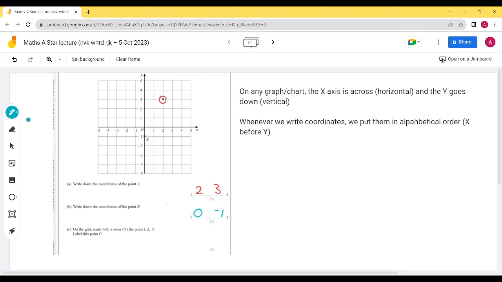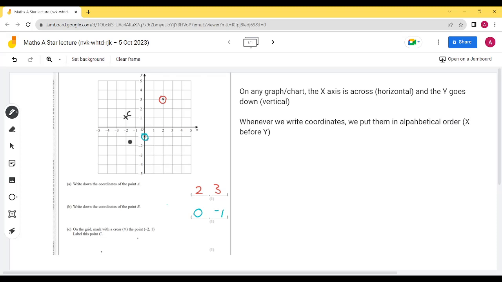Then here we've got question C. On the grid, mark with a cross the point -2, 1, and label this point C. We know the first coordinate is x, so we go to -2 in x, we go to 1 in y, and we put a cross there. We're told to mark it as C, and so job done.